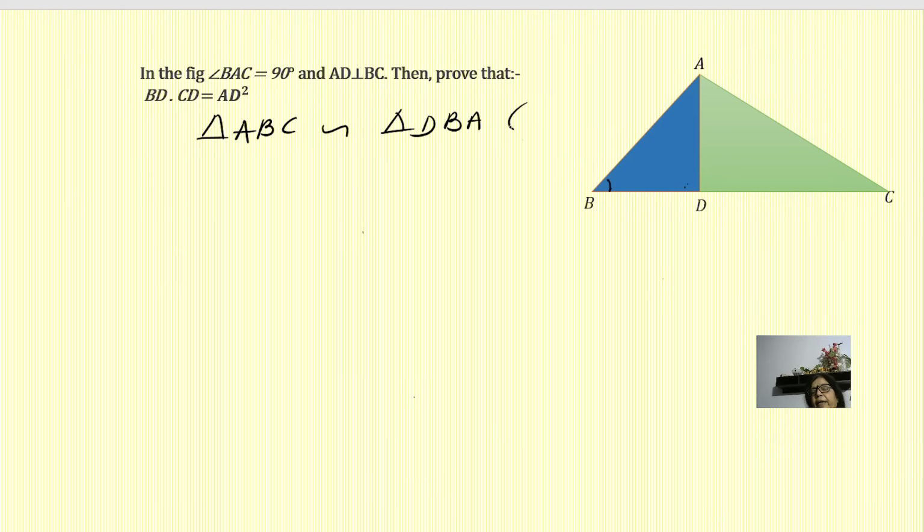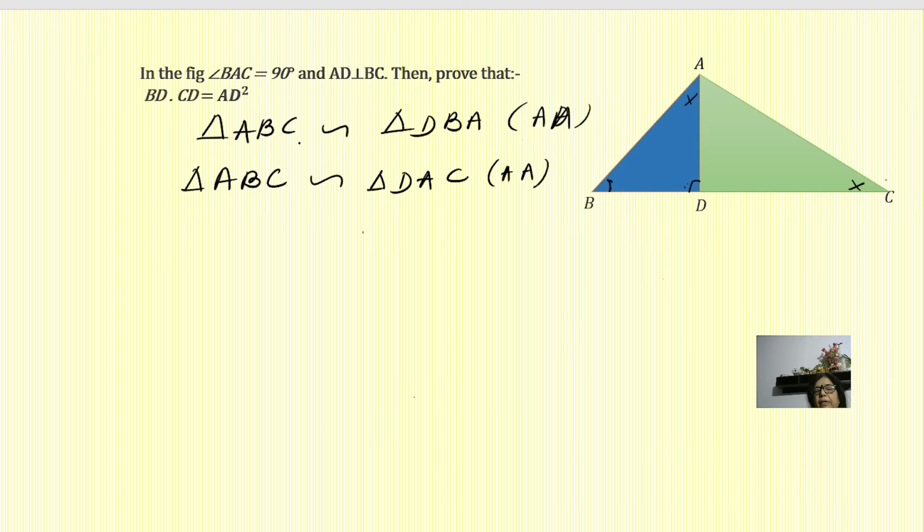By AA criteria. Because we have angle A, that is 90 degrees, equal to angle D, that is 90 degrees. Angle B is the common angle. And the third angle, this is the third angle over here, and this is the third angle, that is angle C. So these two angles become equal. Then if I take the triangles CAD and ABC, in a similar pattern, we can write ABC is similar to triangle DAC, again by AA criteria.